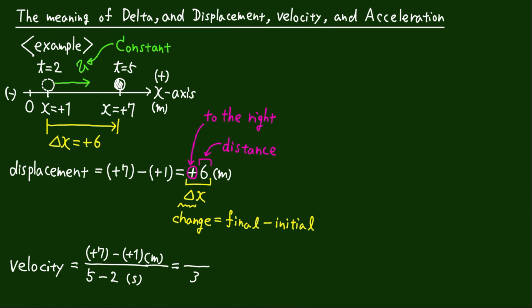Yes, then this can be written as +6/3, which simply gives us +2. Yes, let us write its unit too. Meters per second, this is the unit of velocity. So velocity is defined as a quantity that represents how far and in which direction an object moves per second.